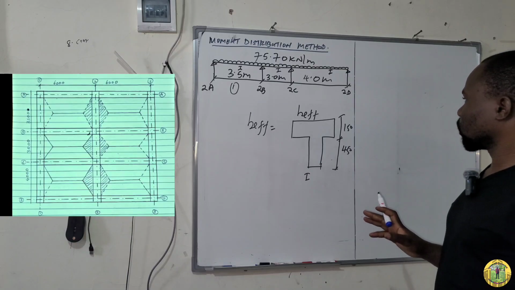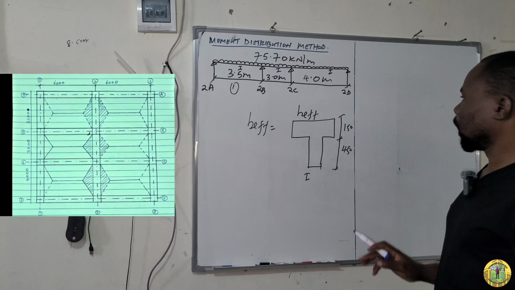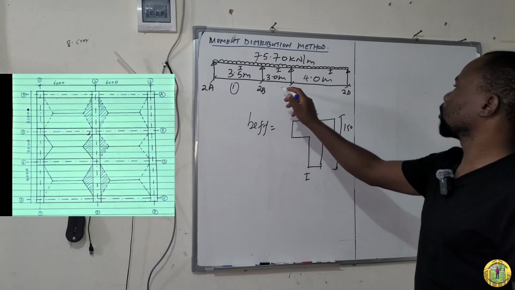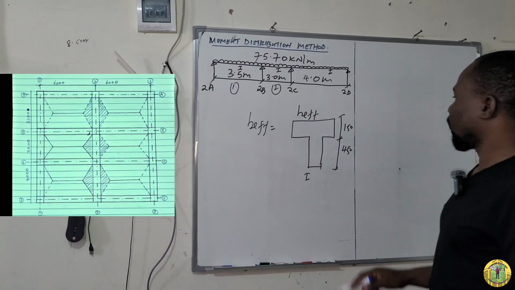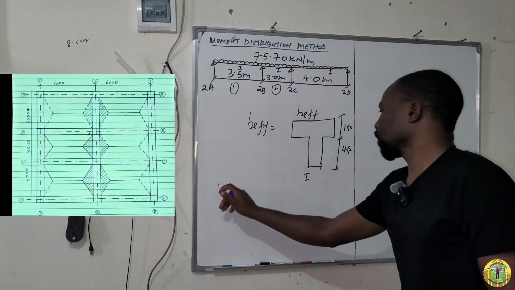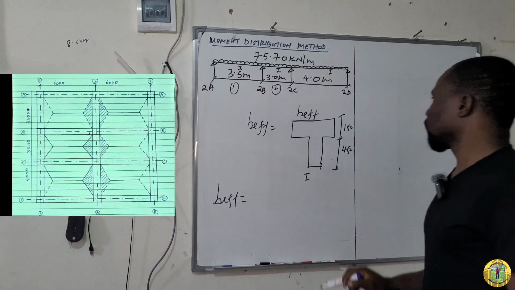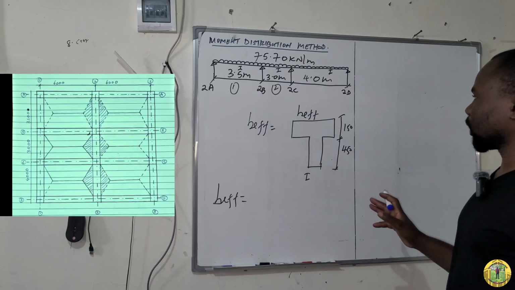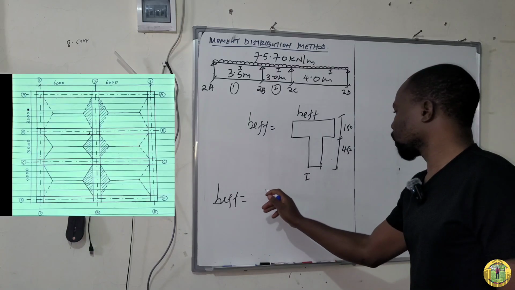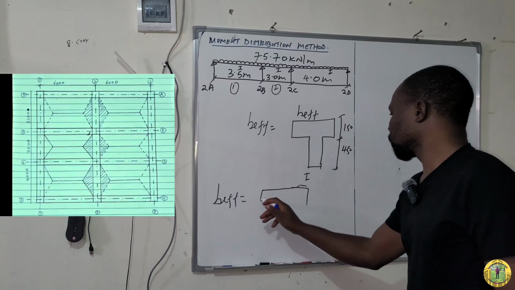If the variation is so big, you have to find the variation for this, and then you come to span number 2. Again, you do the same. The BEFF, which is the effective flange width, is different. So again, you have to calculate the BEFF and come up with your shape.